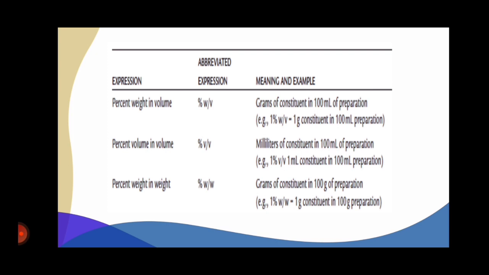So for example, 1% volume in volume is 1 ml constituent in 100 ml preparation. Percent weight in weight means grams of constituent in 100 grams of preparation. So for example, 1% weight in weight is equal to 1 gram constituent in 100 grams preparation. The symbol percent is used without qualification as with weight in volume, volume in volume, or weight in weight.